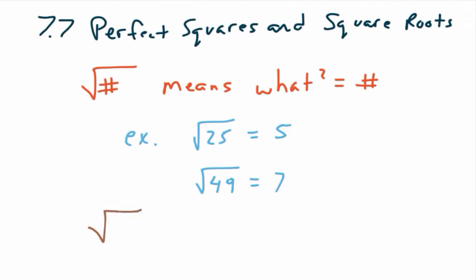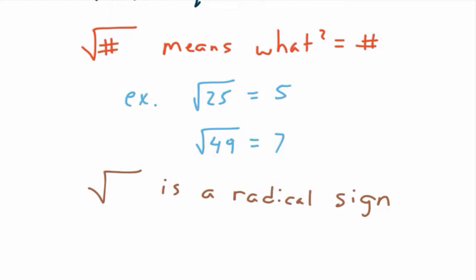The other thing I'll throw in here in brown is that this here is a radical sign. So the square root bracket thing there is a radical sign. If it was the late 80s or 90s, radical is a totally different word. We good on those? All right, then let's jump into the next thing.